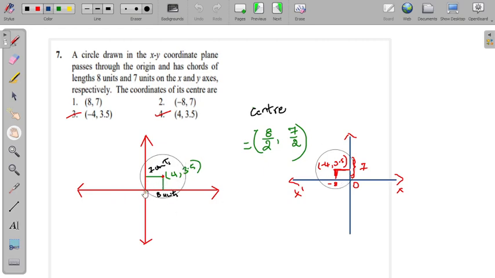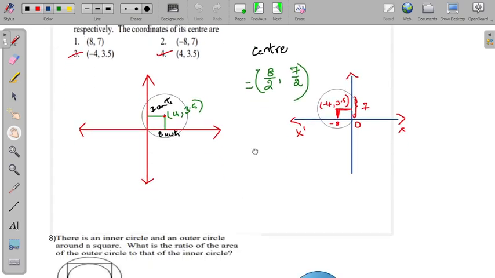Now, whenever a circle passes through the origin, it cuts both coordinate axes. So it makes chords of length 8 units on the x-axis and 7 units on the y-axis. From the center, drop a perpendicular to the x and y axis. Now this perpendicular acts as a perpendicular bisector, in the sense it divides the chord into two equal parts. So 8 units total means 4 units. So the x value of the center is 4 units. Similarly, 7 by 2 means 3.5. If it is in the second quadrant, in that case minus 4, because it is 8 units to the left of the origin, and 3.5. So both options can be the answer.